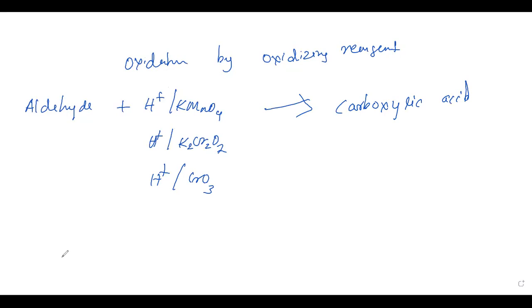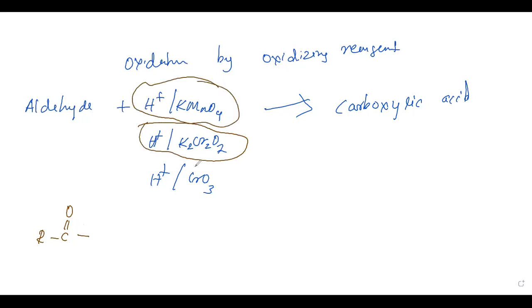Your aldehyde, RCHO. Okay, here we are going to speak about the dichromate and the permanganate. So what should be the reaction? Let's write the reaction.